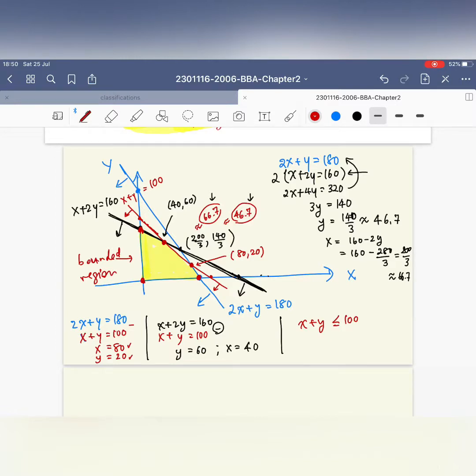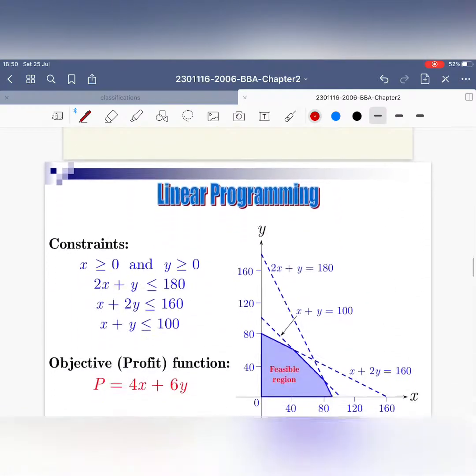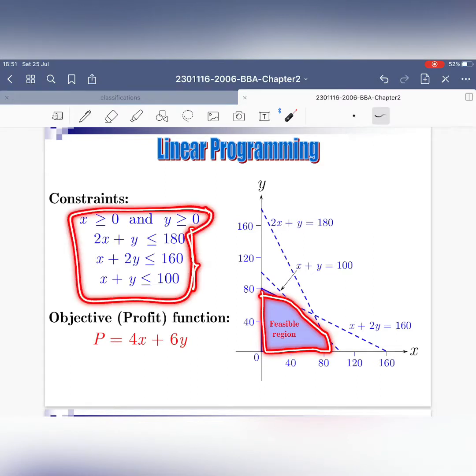Okay, and if you want, you can take a look at this one. It is pretty much the same, but the picture just looks nicer, because we used the program to draw it. And this region, the region that satisfies these 5 inequalities, is called a feasible region.